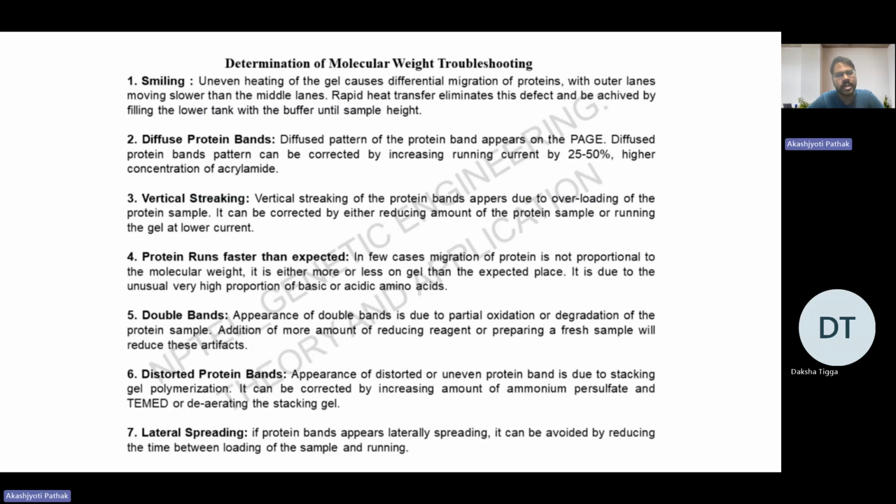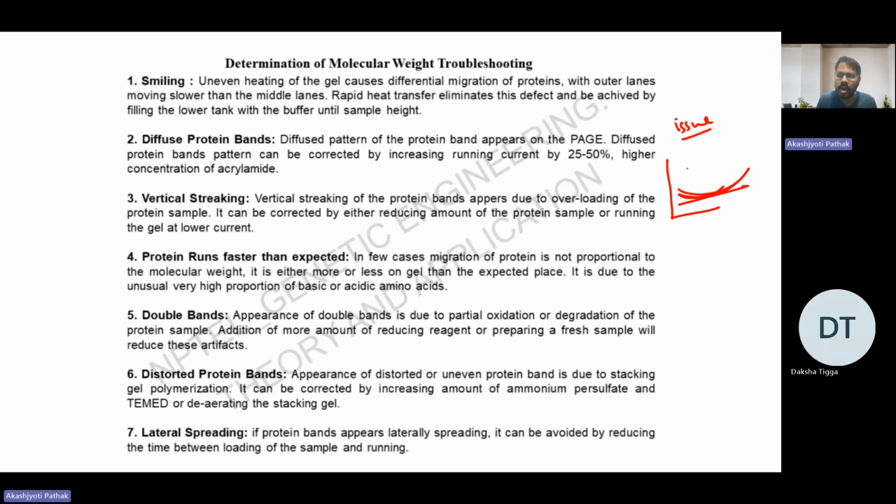Okay, now these are some of the points that you need to note down. Running a good gel comes with practice, and you also need to take care of some issues that you face when running an SDS-PAGE. Sometimes your dye front will not come straight. It will give you some curved, smiling-like structure.